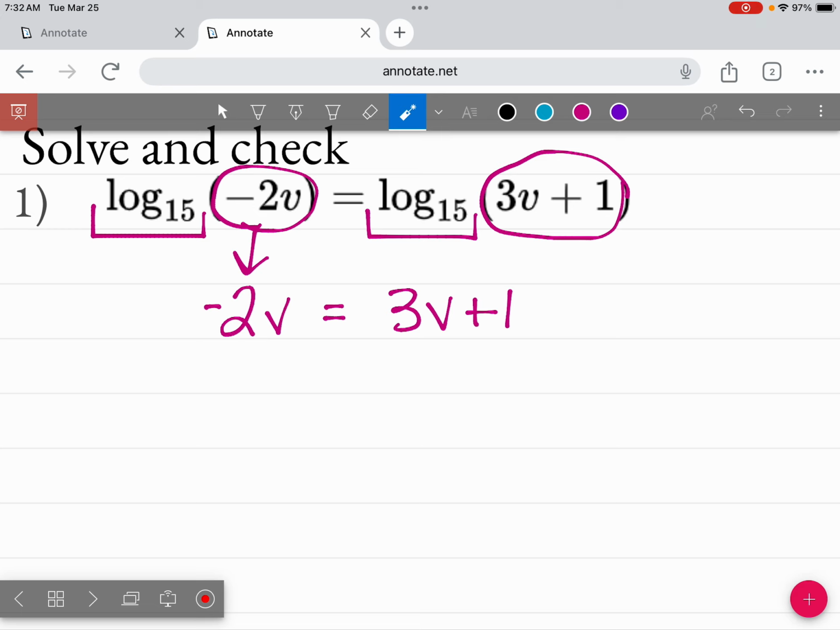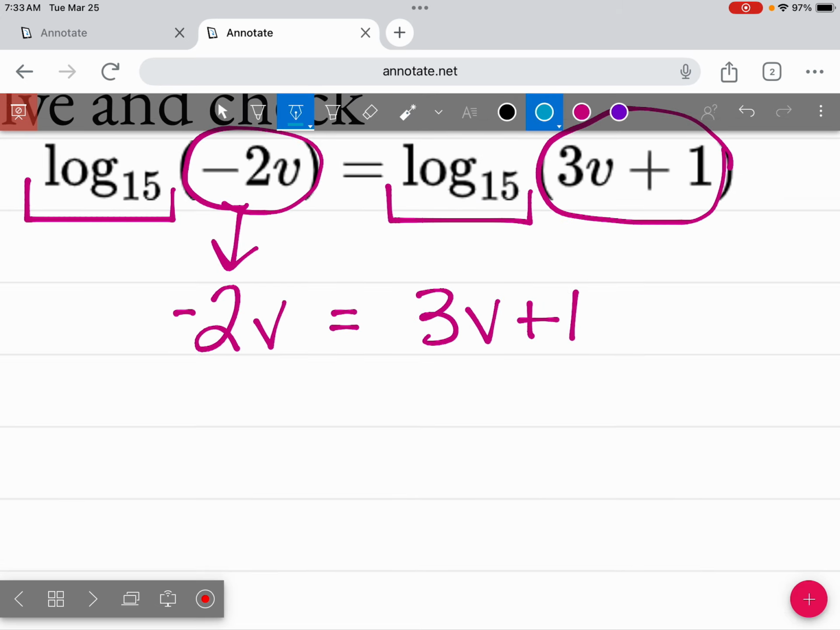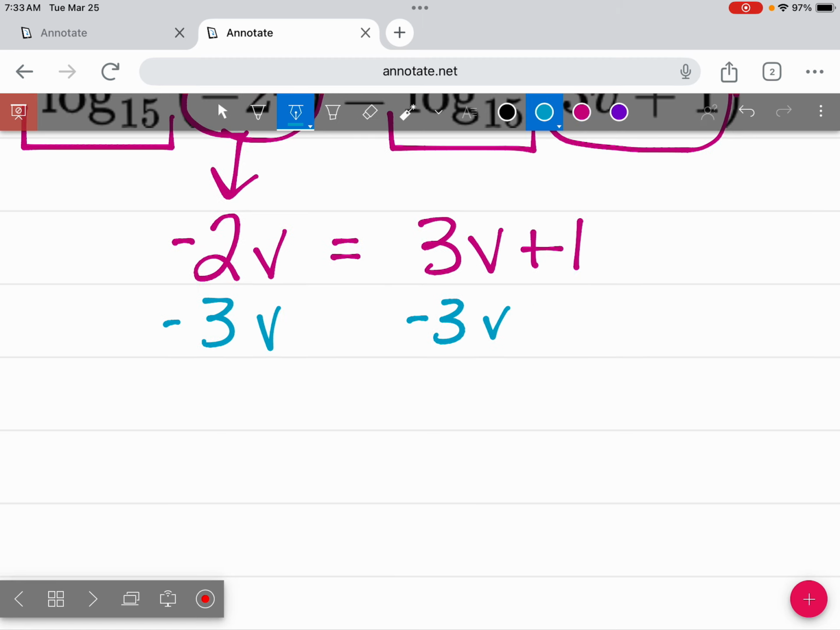Subtract the 3 or add the 2. Either way is fine. We want to get those v's together. I'm going to go with subtracting the 3 just because then I don't have to do as many moves. But if you want to add the 2 and then subtract the 1, that's totally valid. So we're subtracting the 3 from both sides because that makes those 2 pieces cancel out.